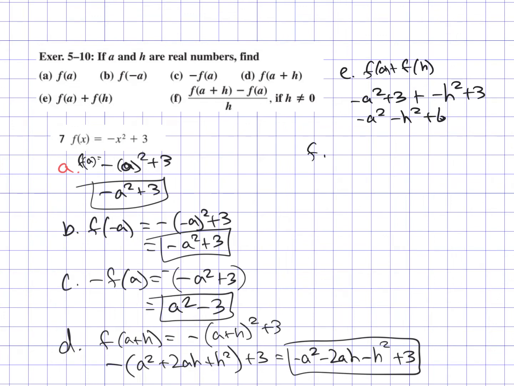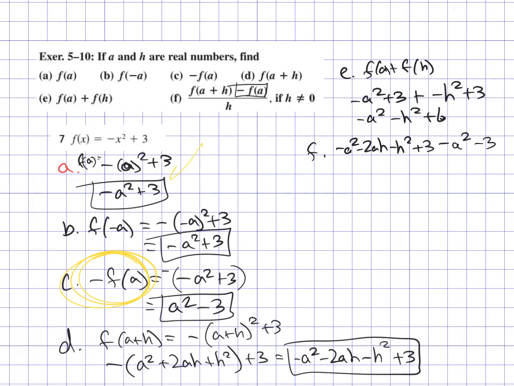And now f. F of a plus h was part D, so that's negative a squared minus 2ah minus h squared plus 3. And minus f of a. Again, f of a. You could do part A, or you could do C, which is the opposite of f of a, which is really what it's saying. So we can go ahead and put C in here, which was the a squared minus 3. Now I don't have to distribute the minus sign because that's minus f of a already.